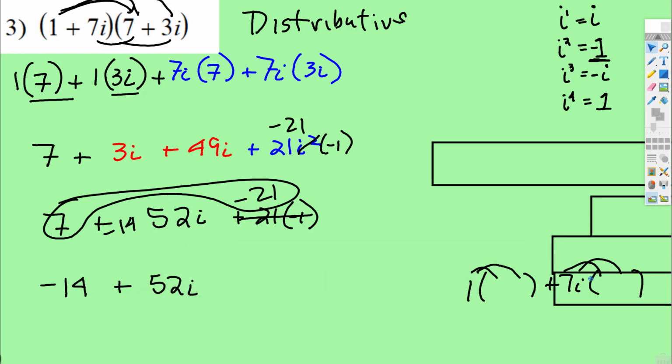All right, that's it for operations with imaginary numbers or complex numbers: adding, subtracting, multiplying. That's it for now.